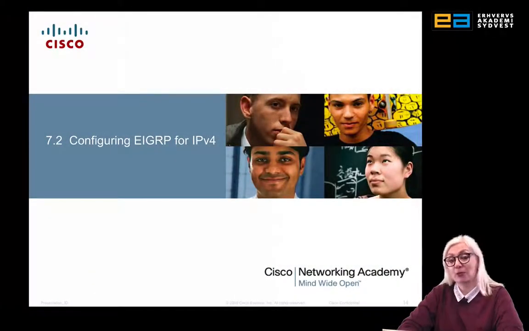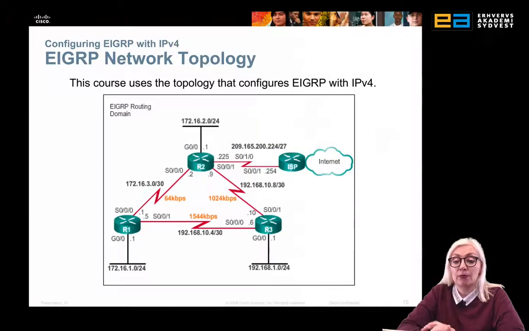Hi, this is a presentation of how to configure EIGRP when you're using IP version 4. So, if we use this topology and we want to set up an EIGRP routing domain, what we need to do is to set up the use of EIGRP as the routing protocol on all of the three routers here.